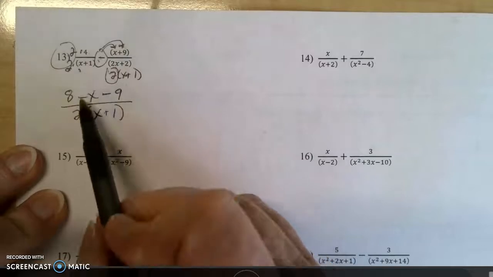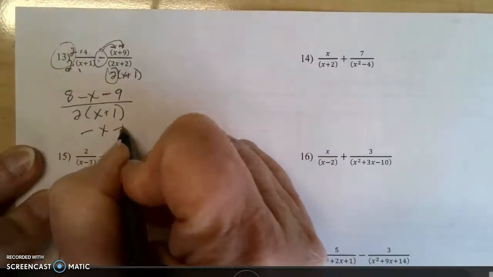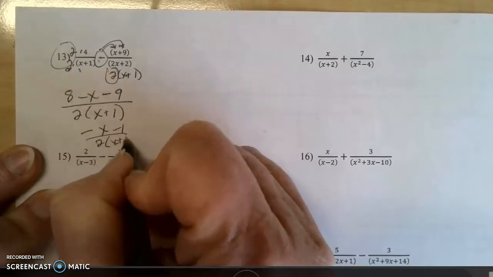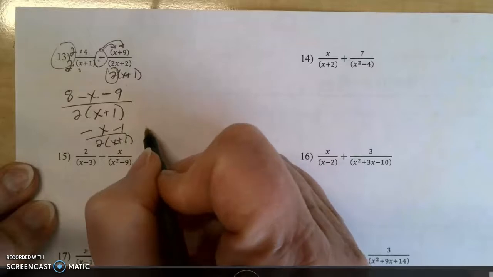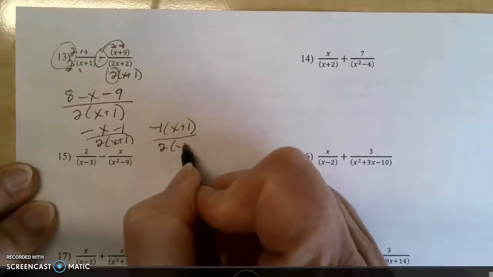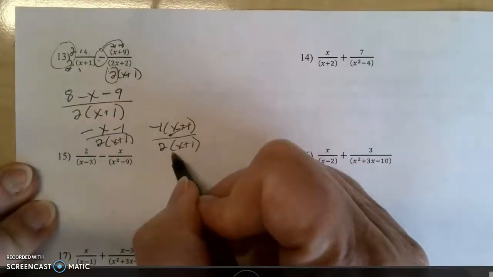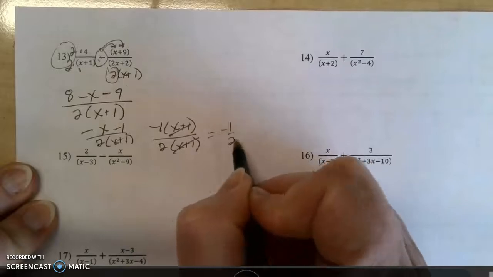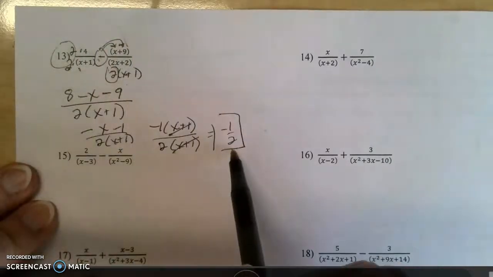Now let's combine like terms. 8 minus 9. Okay, and we don't leave negative x's. We factor out the negative 1. And in the process of doing that, I can see I can simplify, and I'm left with negative 1/2. Because there's no x in my denominator, I don't have any excluded values. So this simplifies to that.